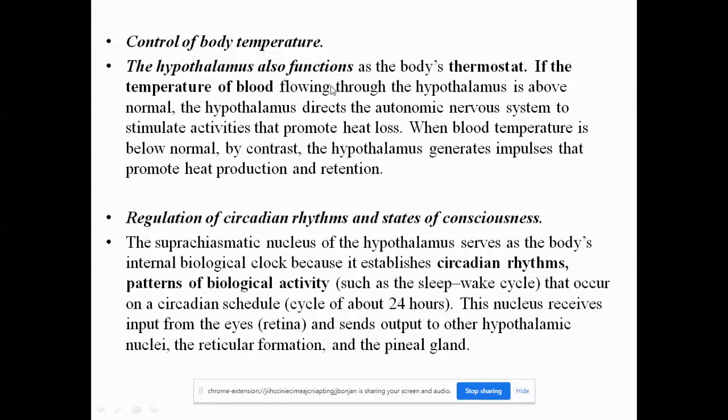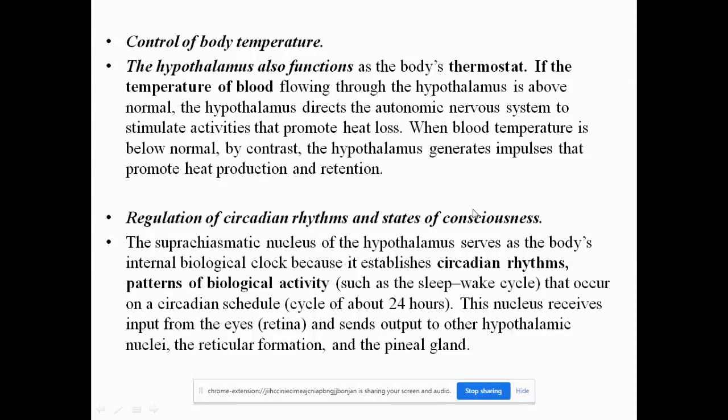So if the temperature of the blood flowing through the hypothalamus is above normal, the hypothalamus directs the autonomic nervous system to stimulate activities that promote heat loss. When the body temperature is below normal, the hypothalamus generates impulses that promote heat production and retention. So thus the homeostasis of the body is maintained at the same temperature, unless and until we fall sick and have fever.